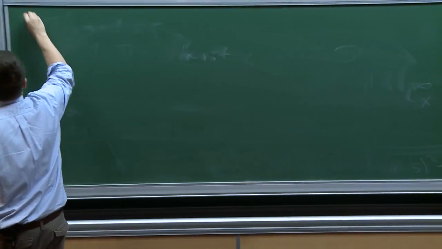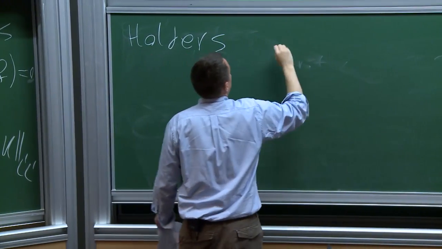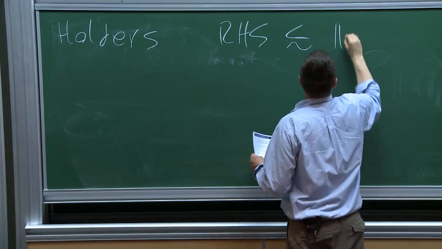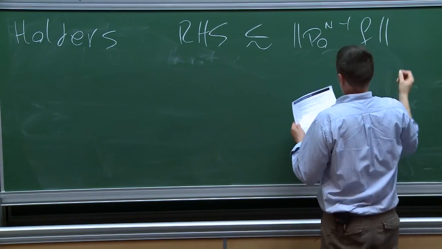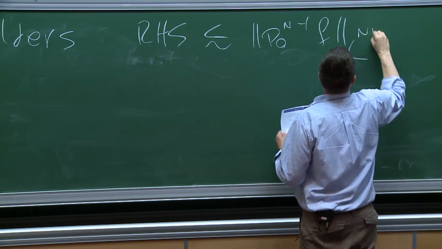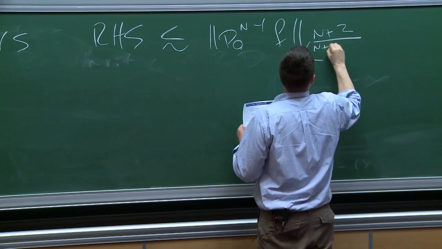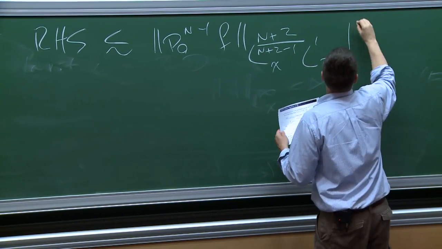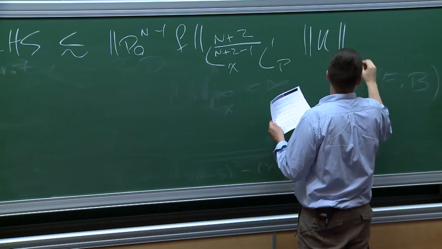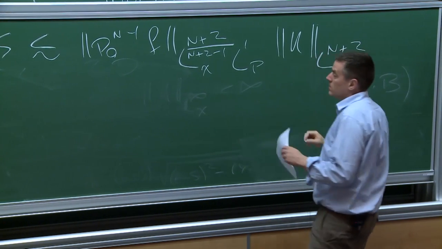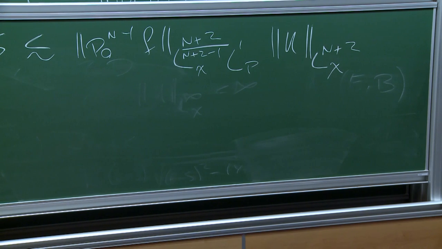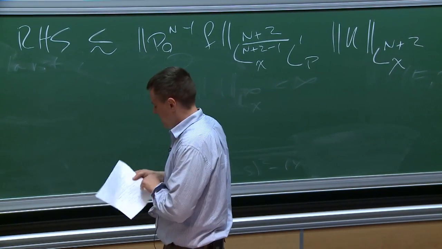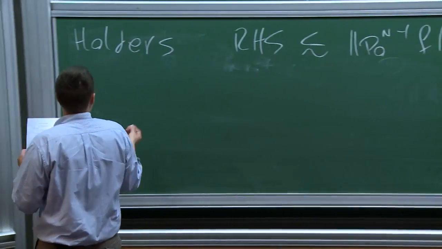Okay, so then Holder gives you that the right hand side is less than or equal to the norm of p0 to the n minus 1 f in L^((n+2)/(n+2-1))_x L^1_p, times K in L^(n+2)_x. Okay, so by Holder you can do that. Let me not explain it too much more than that. And then you have interpolation.